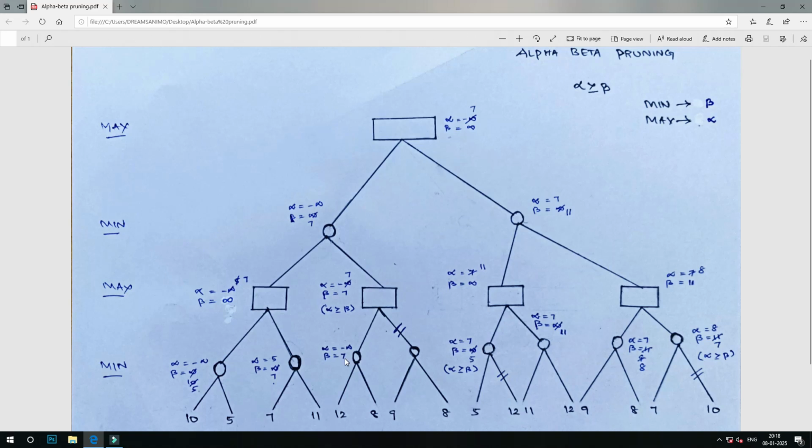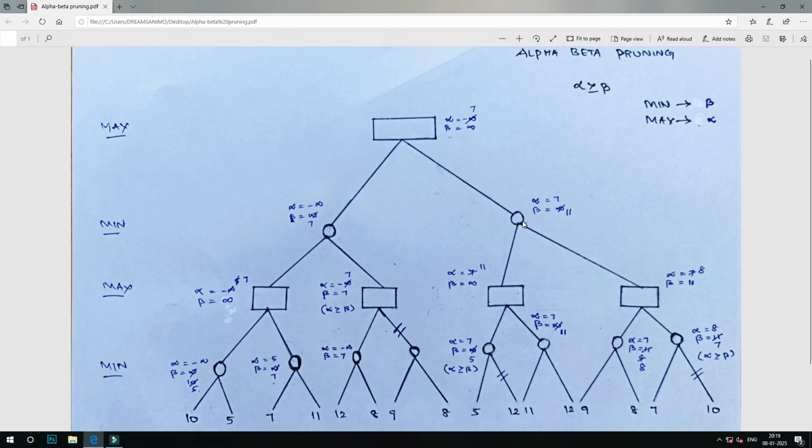Then the value is going upwards, so we have the alpha value, that is the maximum value, over here. So we put 7 instead of minus infinity. Here we got the constraint alpha is greater than or equal to beta, so 7 and 7 are equal. So the next tree should be pruned. The 9 and 8 need not be considered because it was pruned over here. And then the values went upwards. Here the alpha value equals 7, the beta value equals infinity, and then it goes down to the left-hand side.